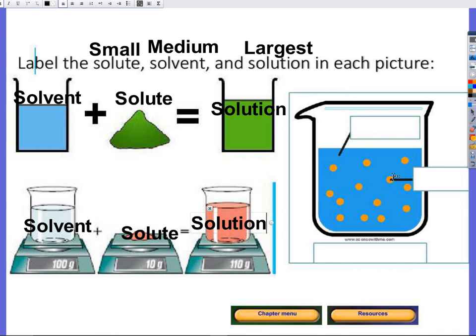And in the picture on the right, the orange looks a lot smaller than the blue, so I'm going to say that's a solute. The blue is the solvent, and the blue and the orange put together would make up the solution.